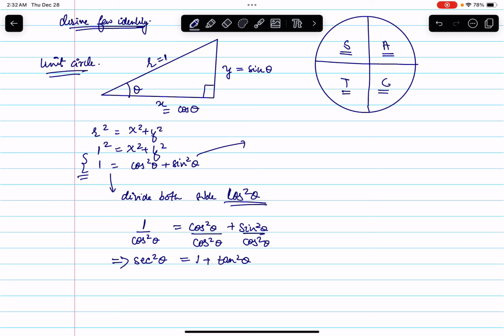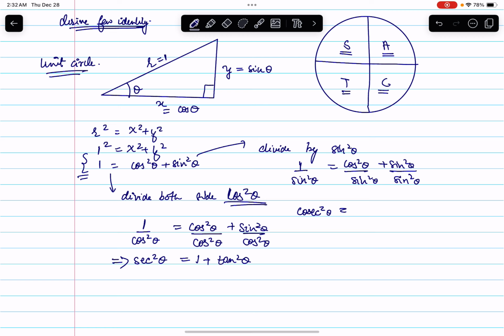And then the other one is you divide both sides by sine squared theta. So you get that 1 divided by sine squared theta is equal to cosine squared theta divided by sine squared theta plus sine squared theta divided by sine squared theta. And so 1 divided by sine squared theta is cosecant squared theta, and cosine squared theta divided by sine squared theta is cotangent squared theta, plus 1.